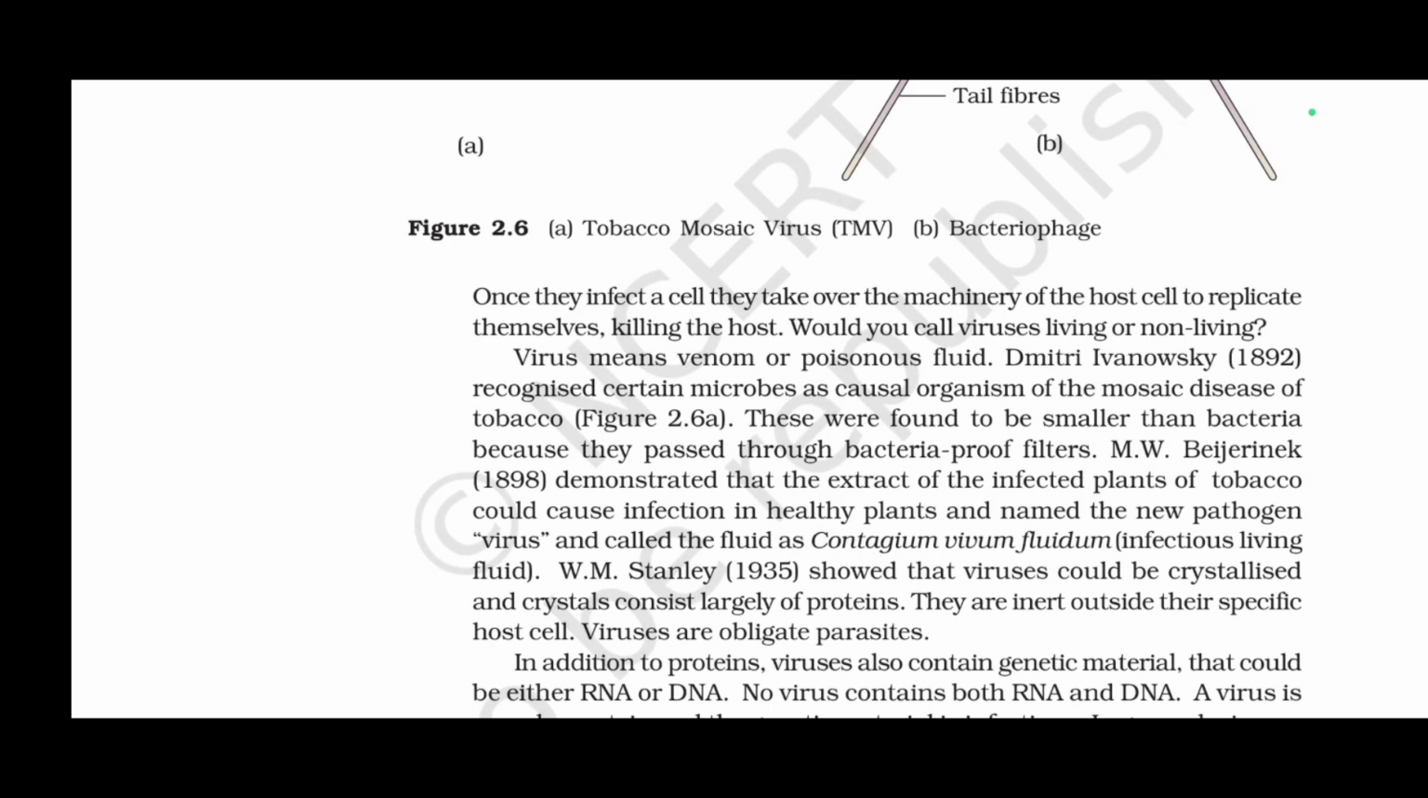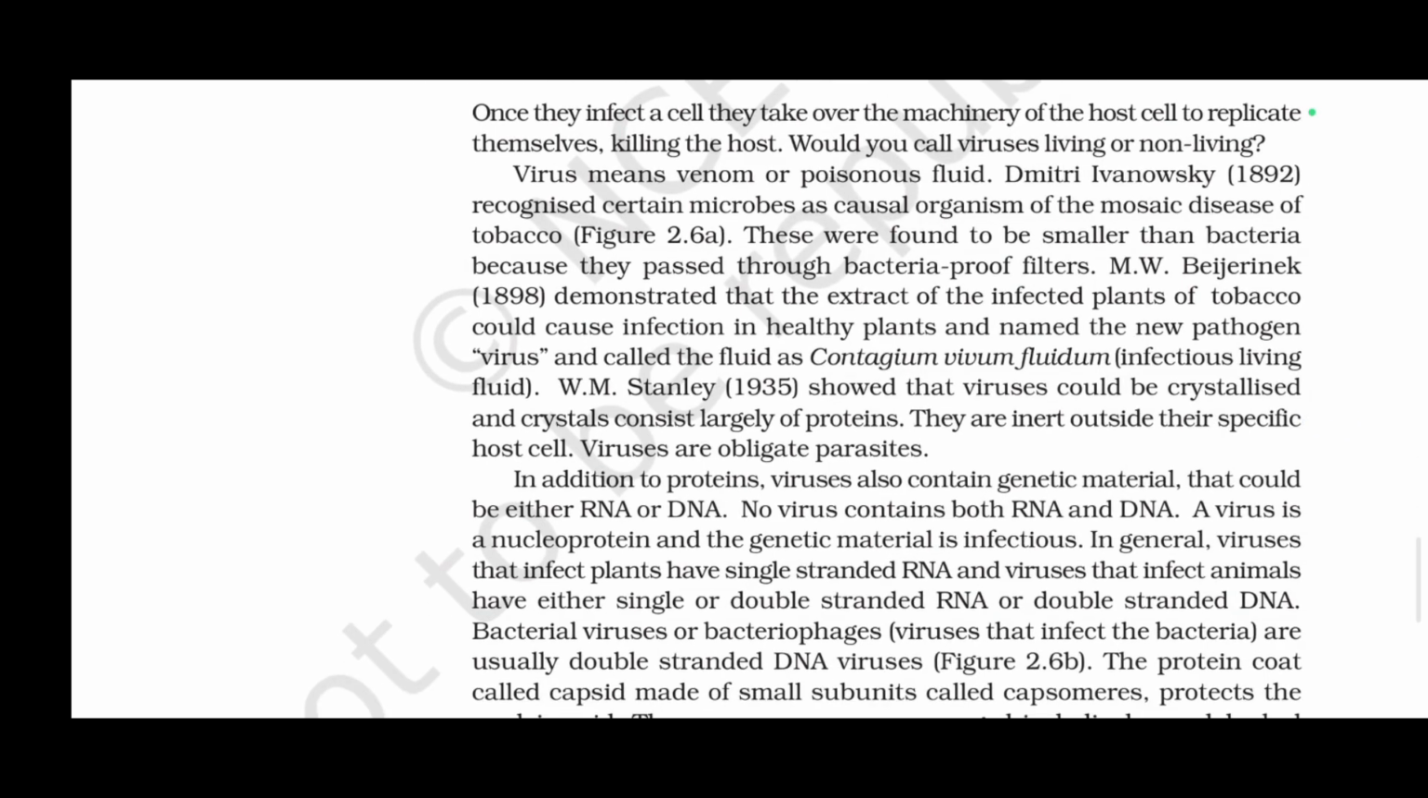Dmitri Ivanovsky in 1892 recognized certain microbes as causal organisms of the mosaic disease of tobacco. These were found to be smaller than bacteria because they passed through bacteria-proof filters. M.W. Beijerinck in 1898 demonstrated that the extract of the infected tobacco plants could cause infection in healthy plants. He named the new pathogen virus and called the fluid Contagium vivum fluidum, which means infectious living fluid.